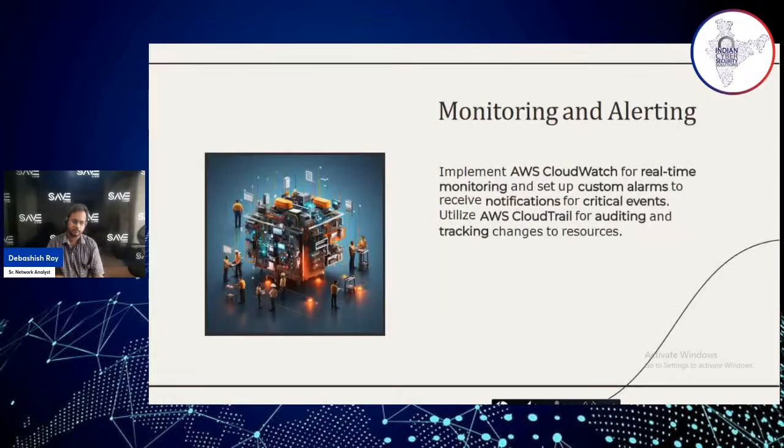Then monitoring and alerting is also related to this. So if you want to take a backup with that, you have to monitor that. So you have to implement AWS CloudWatch for real-time monitoring and set up custom alarms, the CloudWatch alarms that we know, to receive notification for critical events. So you have to utilize AWS CloudTrail also. There is another service for auditing and tracking changes to resources.